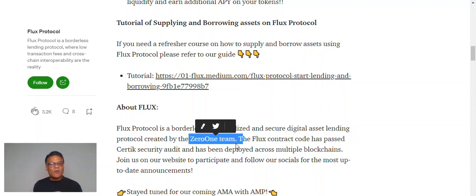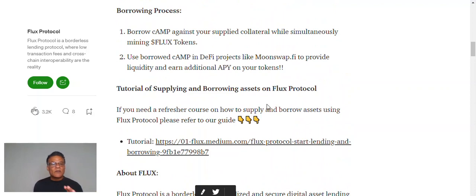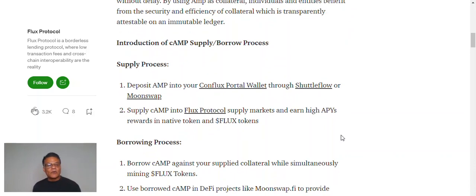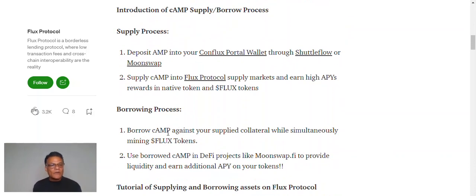But what essentially happens is you take your AMP, you load it onto the Flux Protocol wallet, either through Shuttleflow or Moonswap. Then you supply the CAMP into the Flux Protocol supply markets, and then you earn pretty high APYs, and you also earn additional tokens. You can then borrow the CAMP that you have while simultaneously earning Flux tokens. So let's take a look at the Flux website itself.